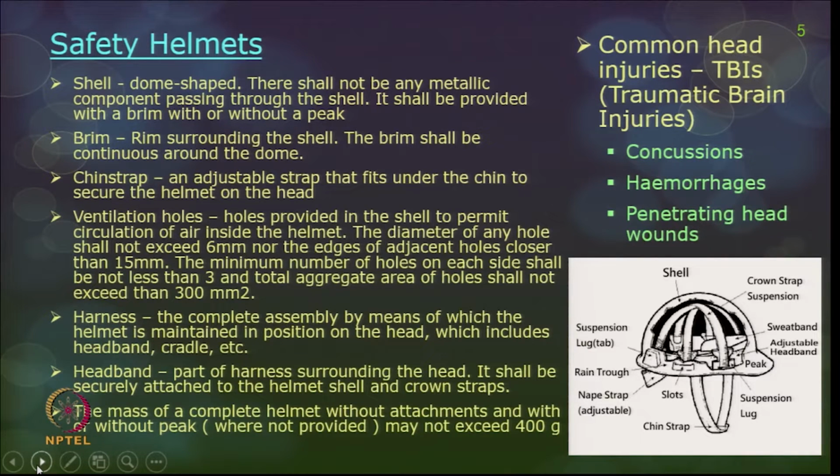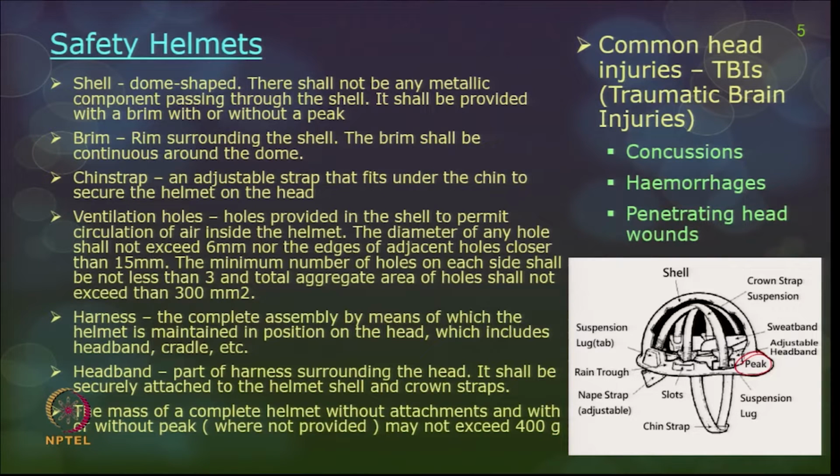The brim is actually the rim which is surrounding the shell. You have this dome shape, and there is primarily a circular surrounding place, and that is called a brim. In this picture, if you see here, there is a peak here. So, this is primarily the peak. Now, next is the chin strap.